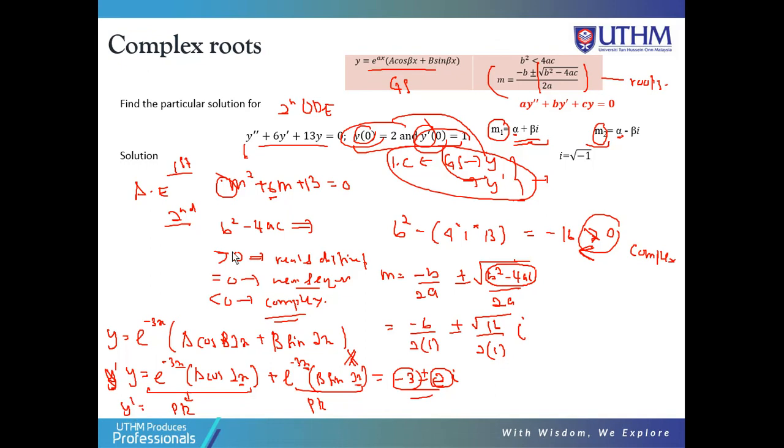When you find the y prime, you plug in these values, and then you get two equations, the first and second equation, solved as simultaneous equations to determine a and b, the arbitrary constants. Then you substitute the values of a and b into the general solution, and you get the particular solution. That's all. Thank you.